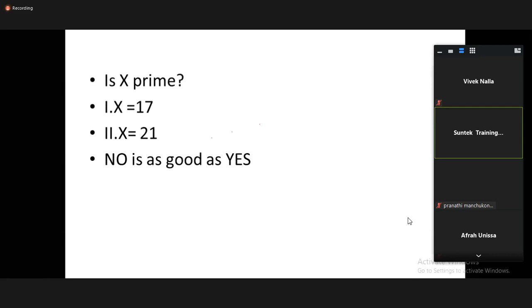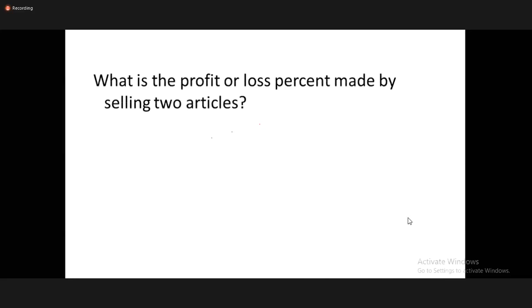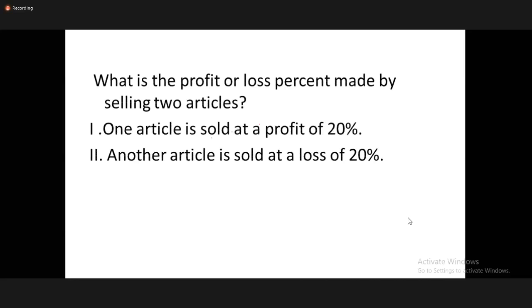According to the question, both alone is sufficient to answer the question. From the next question onwards, you have to follow whatever instructions I am giving. Now tell me, which option do I have to mark?